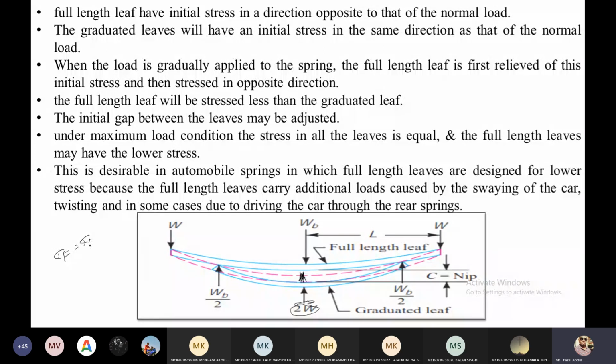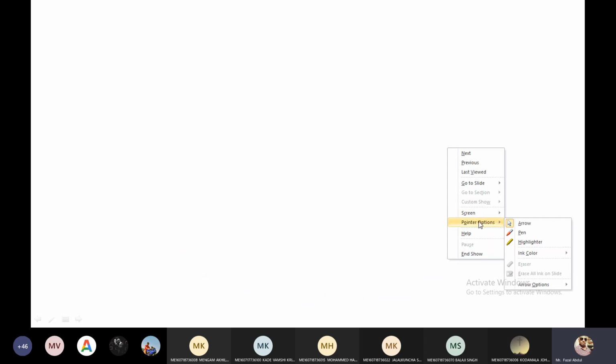that is, full length stresses and graduated stresses are equalized. Okay, this type of phenomenon is required for our automobile springs. Now this C we are calculating here. To calculate C, we consider that under maximum load condition, the stresses in all leaves are equal.